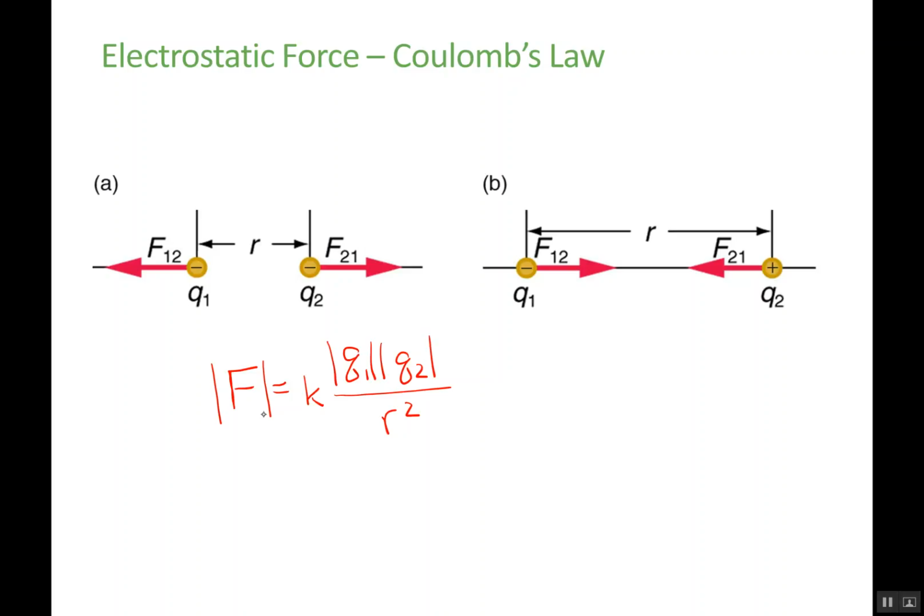The magnitude of the force between two, let's call them point charges, which in this picture are illustrated by Q1 and Q2, is equal to a constant K multiplied by the magnitude of charge 1, Q1, multiplied by the magnitude of charge 2, Q2, divided by the distance between the charges squared.